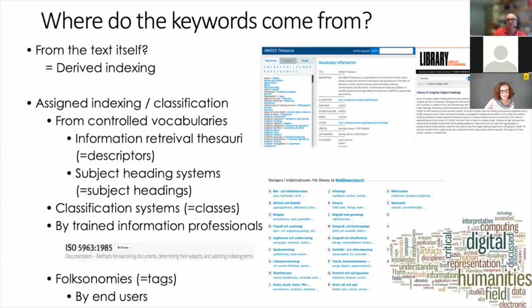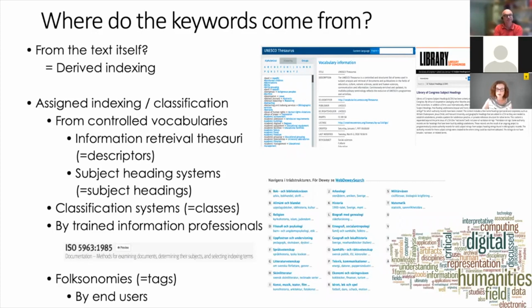And just to clarify this a bit more, if the keywords or terms come from the text itself, that's known as derived indexing. If, on the other hand, they come from controlled vocabularies like thesauri, subject heading systems, or even classification systems, that's assigned indexing. And in this case, assigned indexing is most often conducted by trained information professionals following indexing policies and standards like the ISO standard from 1985 for subject analysis and indexing.